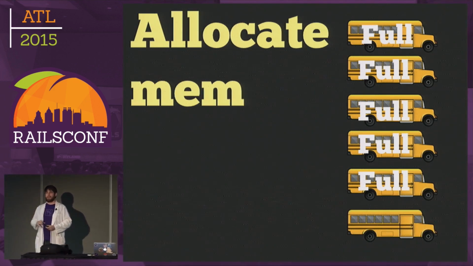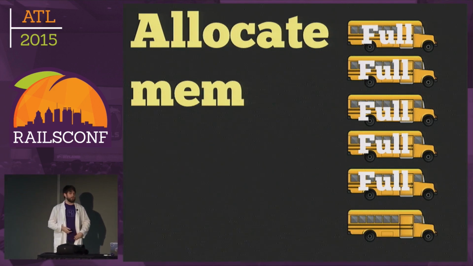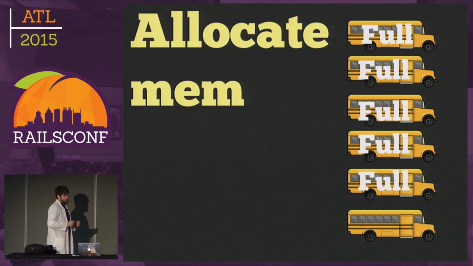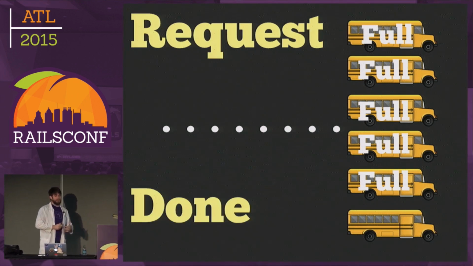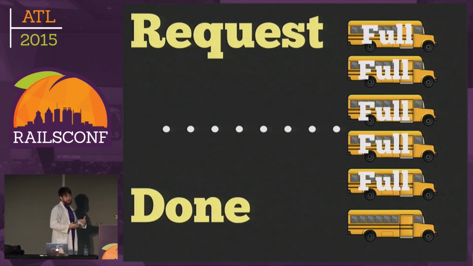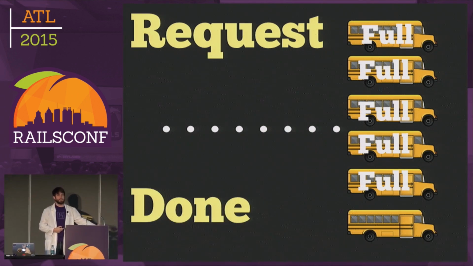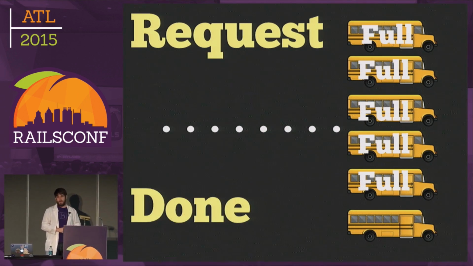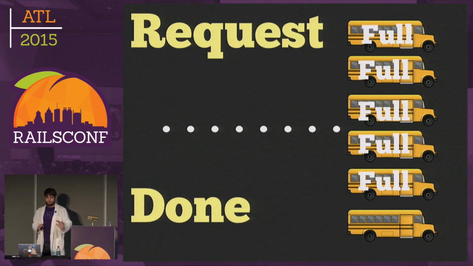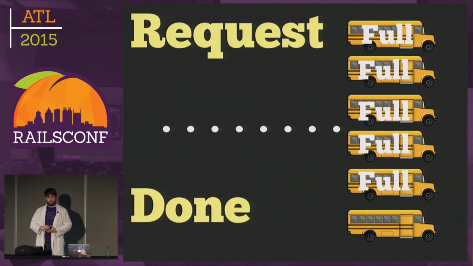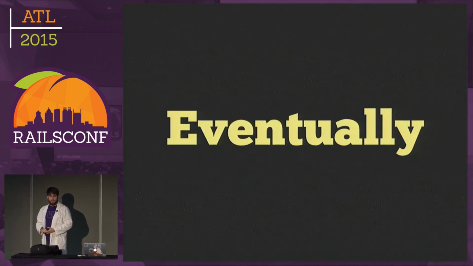So we add an extra bus onto our memory, and then finally we're done. We're done with the request, we can deliver the response, and we no longer need a lot of those objects. Granted, this is definitely an oversimplification, but it helps.